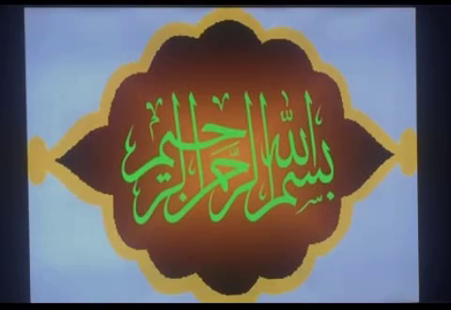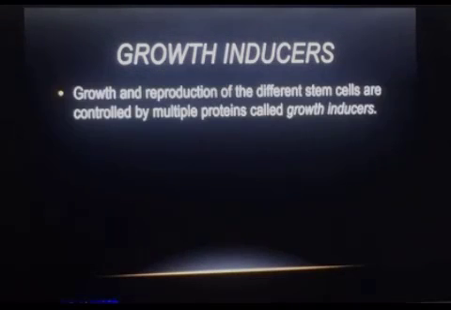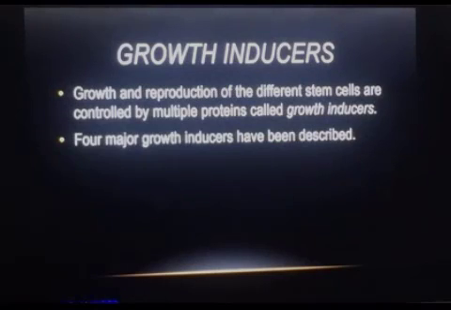Bismillahirrahmanirrahim. Production of blood cells by bone marrow is under the control of a group of proteins called growth inducers and growth differentiation inducers. Today we will discuss growth inducers and differentiation inducers. The reproduction of different stem cells is controlled by multiple proteins called growth inducers. Four major groups of inducers have been described.